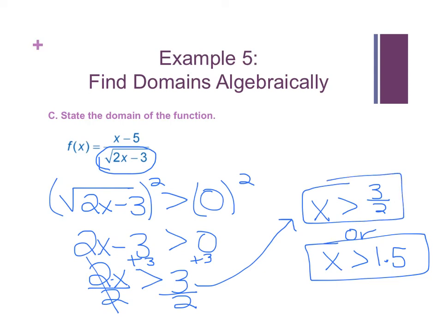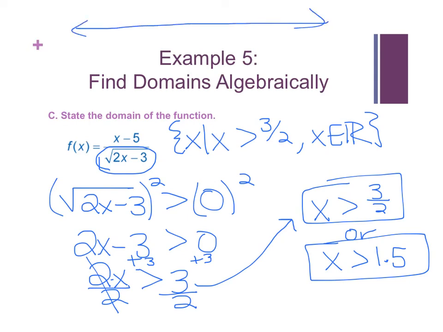Now, to write my domain in set builder notation, I'm going to say the set of x such that x is greater than 3/2 and x is an element of the real number system. If you remember using a number line, we're going to shade everything from 3/2. So here's 0, here's 1, here's 2. Here's 3/2 right here, which is at 1.5, and I'm going to shade everything greater than that.